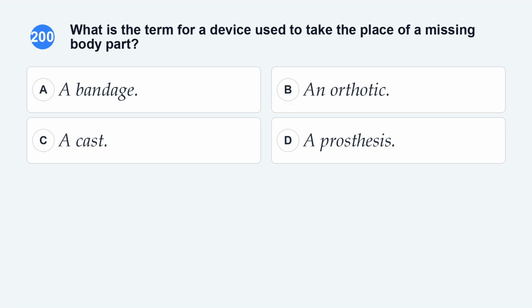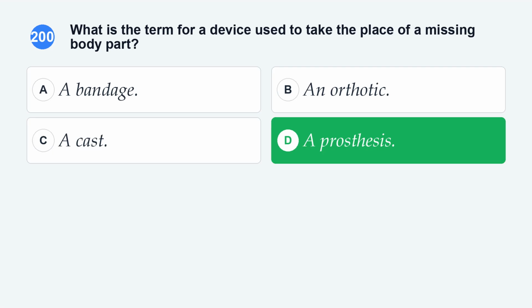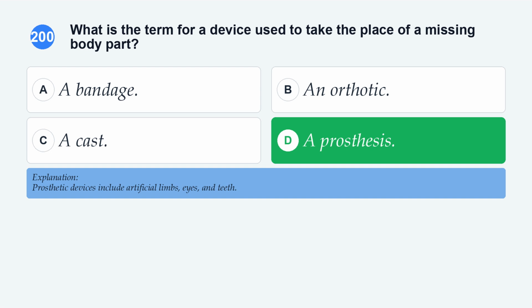Question 200. What is the term for a device used to take the place of a missing body part? Option A, a bandage. Option B, an orthotic. Option C, a cast. Option D, a prosthesis. The correct answer is option D, a prosthesis. Explanation. Prosthetic devices include artificial limbs, eyes and teeth.